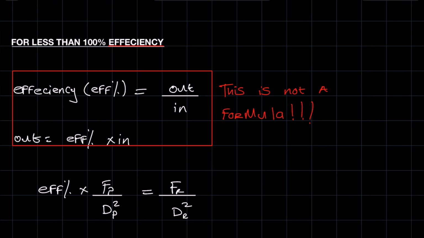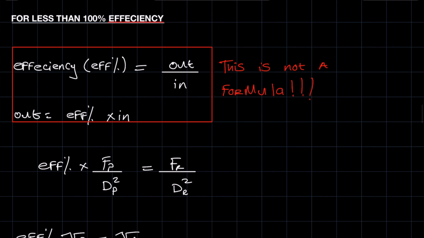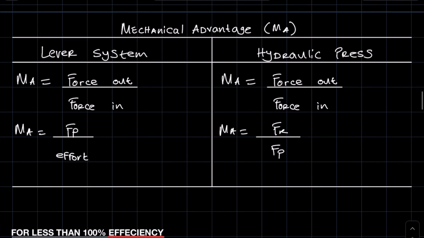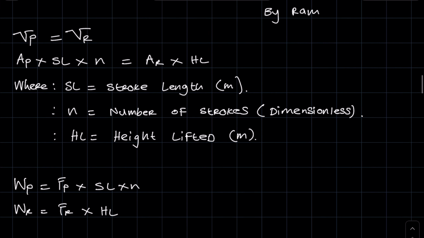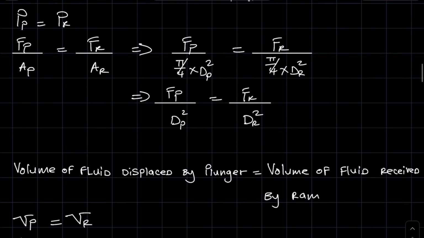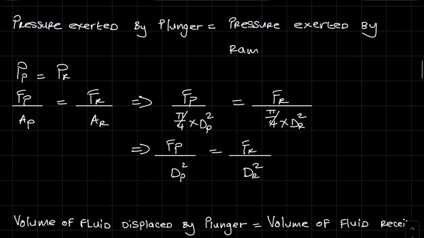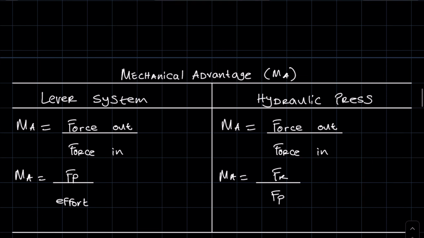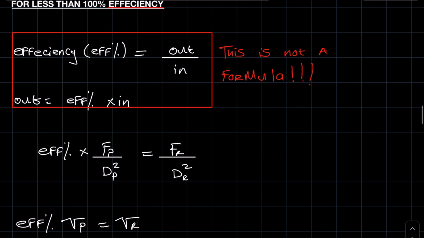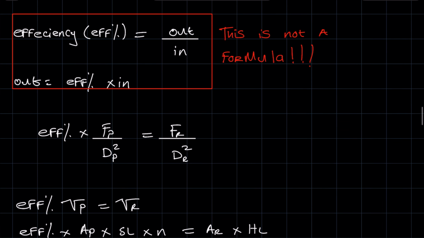Now what does that tell us? That is telling us that for each of these formulas, when the system is not 100% efficient, how the efficiency is going to influence the formulas is that we are going to multiply every quantity that is essentially the input by the efficiency. Now let us investigate what I mean by that.